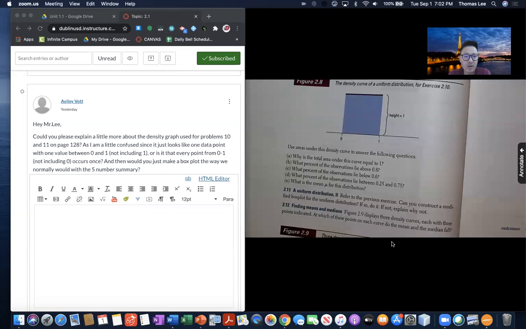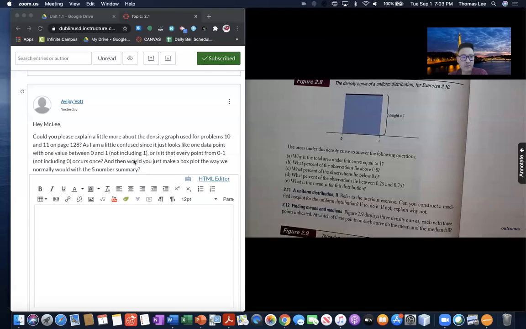But anyways, I wanted to go ahead and address some of these outstanding questions in the discussion board. So this first one says, hey, Mr. Lee, could you please explain a little more about the density graph used for problems 10 and 11 on page 128? I'm a little confused. It looks like there's just one data point with this big value between 0 and 1, not including 1 because histograms don't include the very right edge. Or is it that every point from 0 to 1, not including 0, occurs only once?